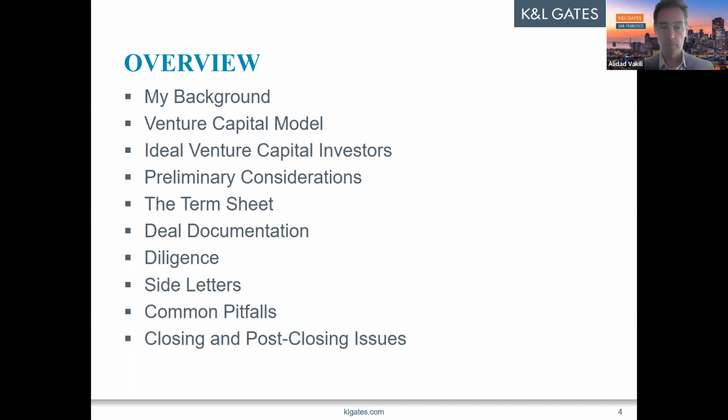Side letters, which come up oftentimes, we'll talk a little bit about that as well. What are some common pitfalls that founders and startups will inevitably sometimes encounter as they start to prepare for a VC financing or are going through the process of the financing? And then last but certainly not least is the closing and post-closing issues. So once we've gone through all the other issues, you've got a term sheet, you've got your documents, diligence, everything else, how do you actually prepare for and get through closing? How do you get across the finish line, if you will? And we'll certainly talk a little bit about that.